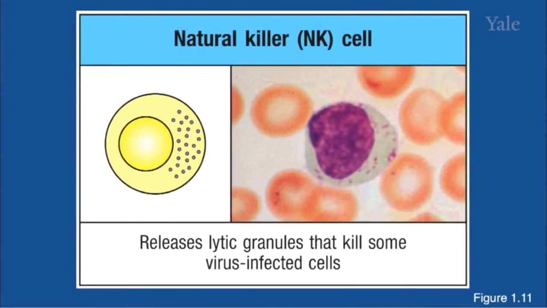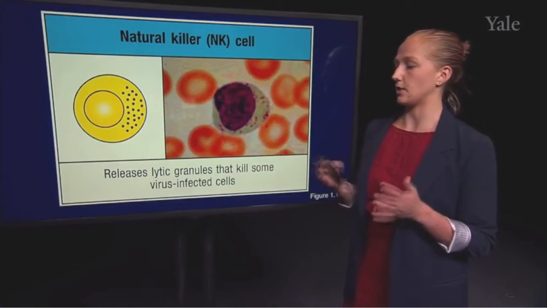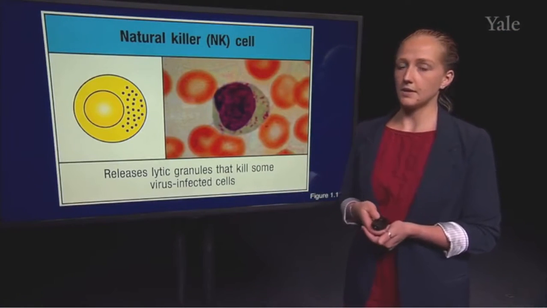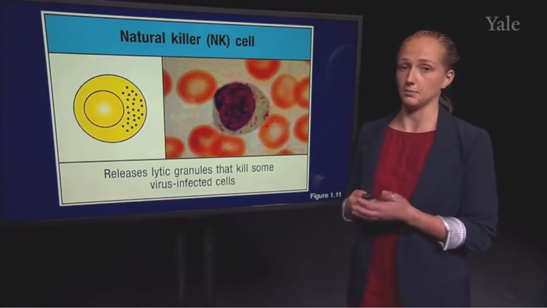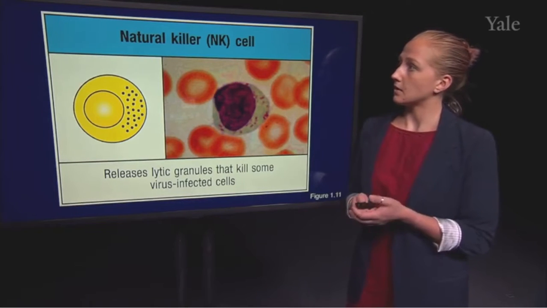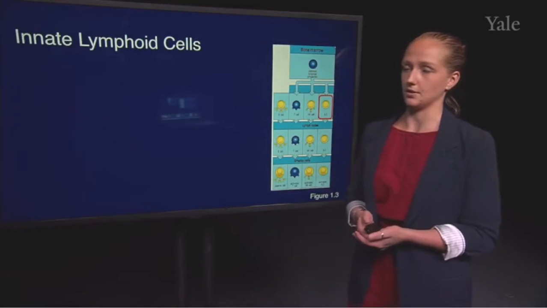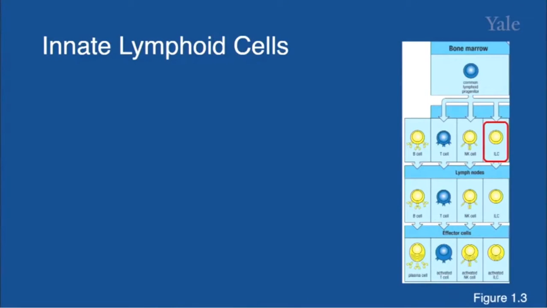recognized because they are able to directly kill tumor cells or virally infected cells. So these cells will actually release lytic granules that kill virus-infected cells, and they play a very important role in the early immune response, the innate immune response. In addition, the other cell that is derived from the common lymphoid progenitor cell are the innate lymphoid cells.